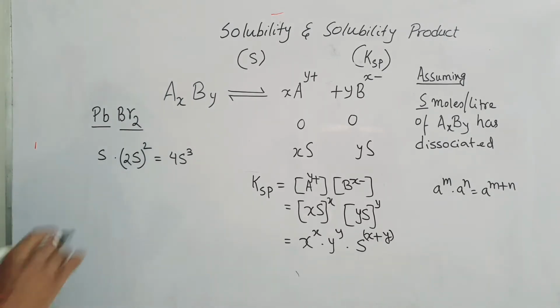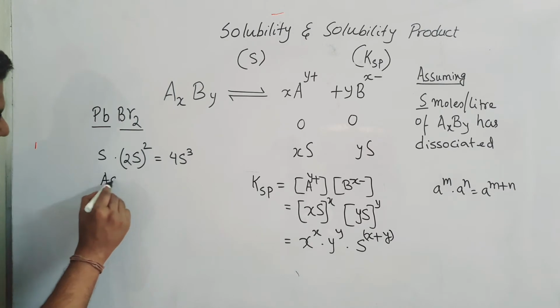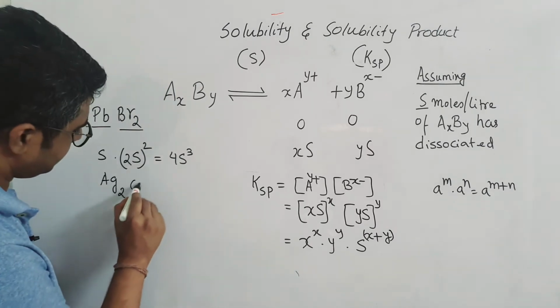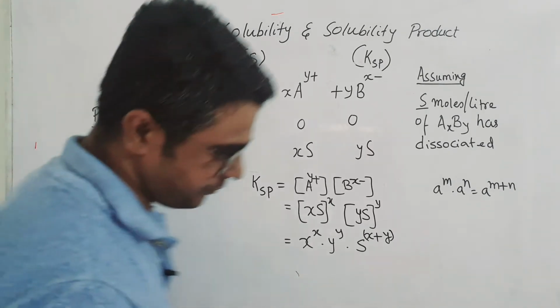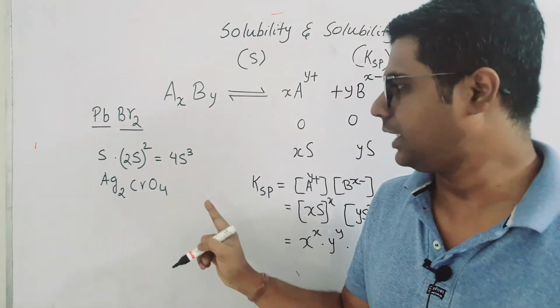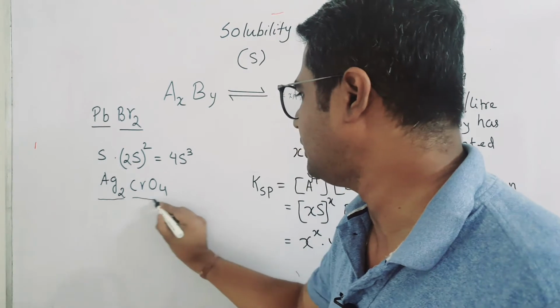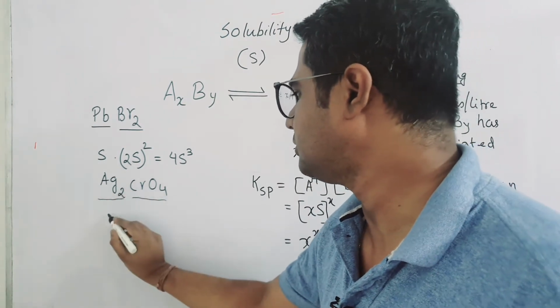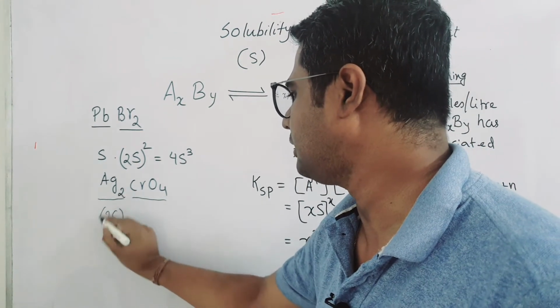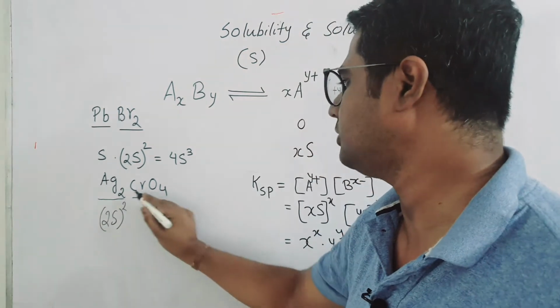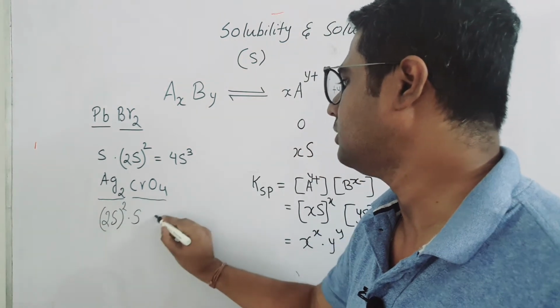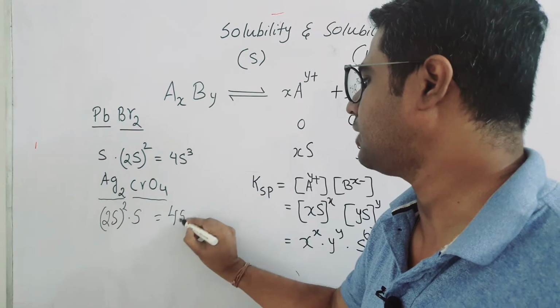Okay, we will take Ag2CrO4. So please do this one, Ag2CrO4. So what will we do? First we will underline this one, then you will underline this one. There are 2 Ag. So 2s and upper mein 2. And here there is only one chromate. So S.